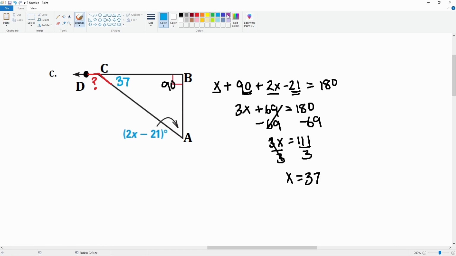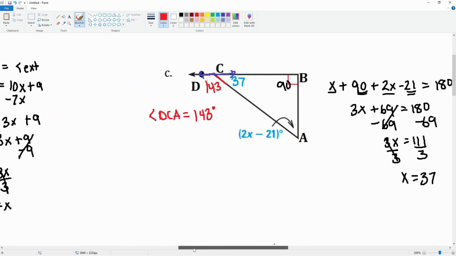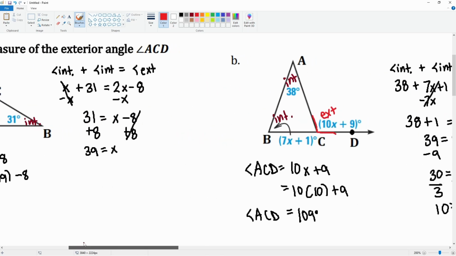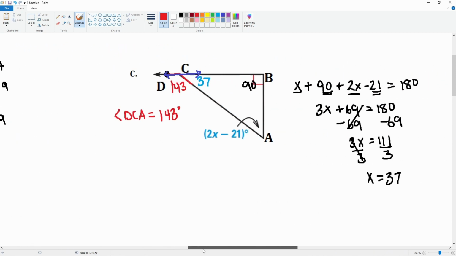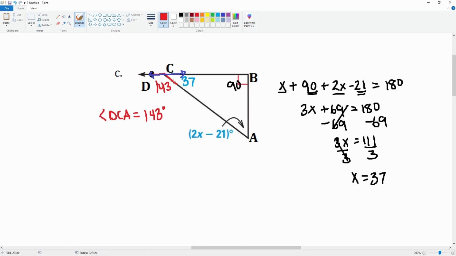Why is this useful? Because did you see this here? This is actually a linear pair. This question mark adds with 37 to equal 180. So this question mark is going to be 180 minus 37. That gets you the angle measurement of 143. So angle DCA is equal to 143 degrees. So there you go. The first two will require the exterior angle theorem. Interior plus interior equals exterior. But the third one requires you to use triangle sum and a linear pair equation.